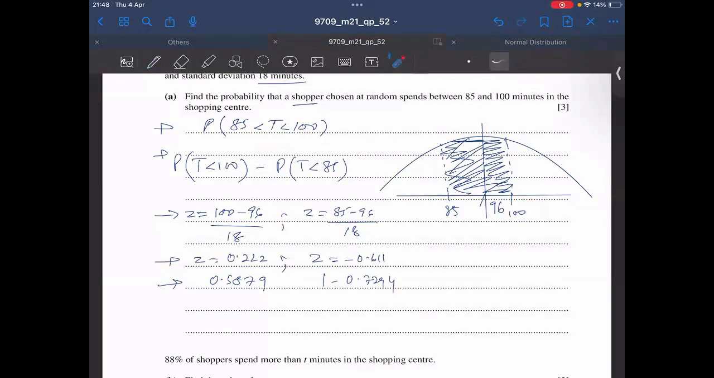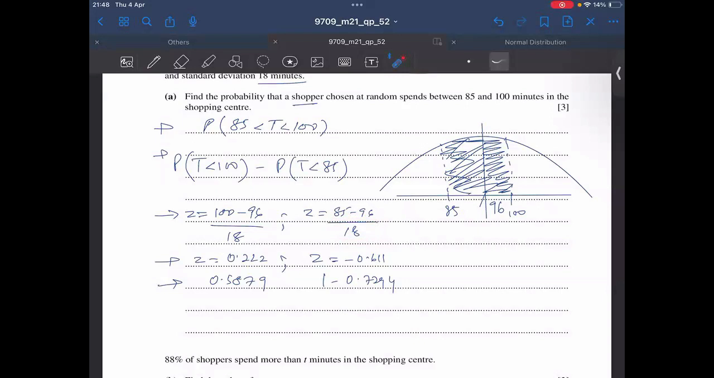Sir, how did 0.611 come? 85 minus 96 divided by 18. Okay, let me see. Yusuf Hussain, can you tell me why I have to subtract it from 1? Because of negative probability. No, not really.